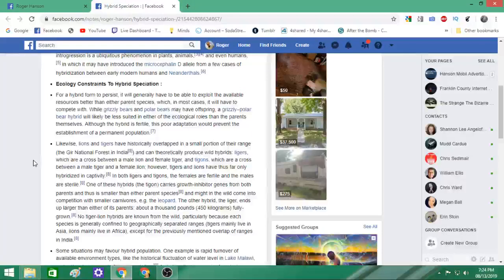Ecology constraints to hybrid speciation. For a hybrid form to persist, it will generally have to be able to exploit the available resources better than either parent species, which, in most cases, it will have to compete with. While grizzly bears and polar bears may have offspring, a grizzly-polar bear hybrid will likely be less suited in either of the ecological roles than the parents themselves. Although the hybrid is fertile, this poor adaptation would prevent the establishment of a permanent population.